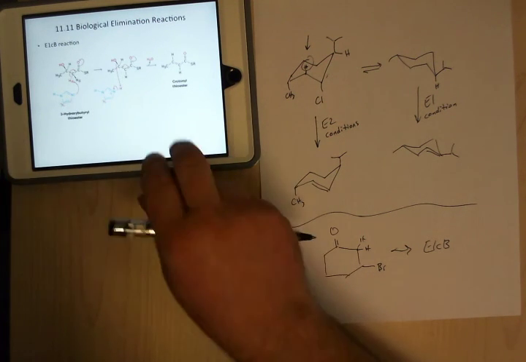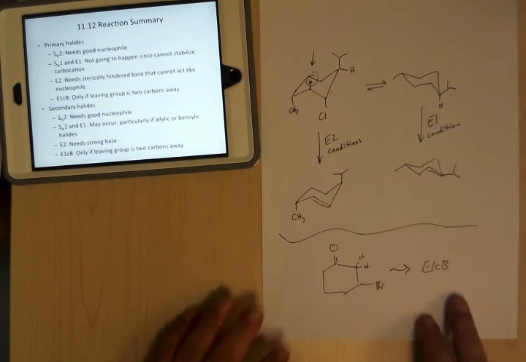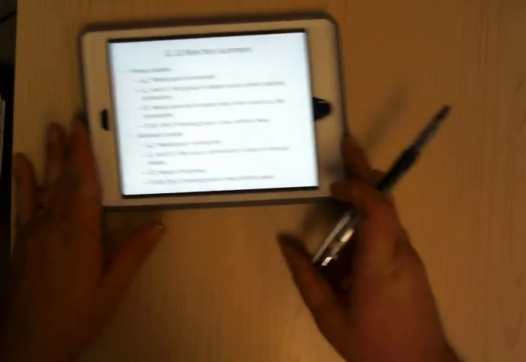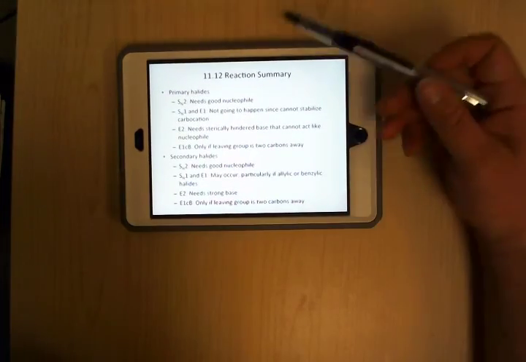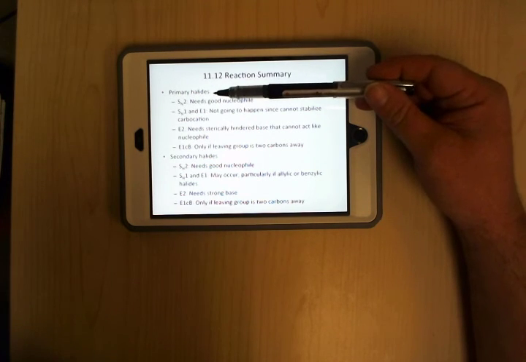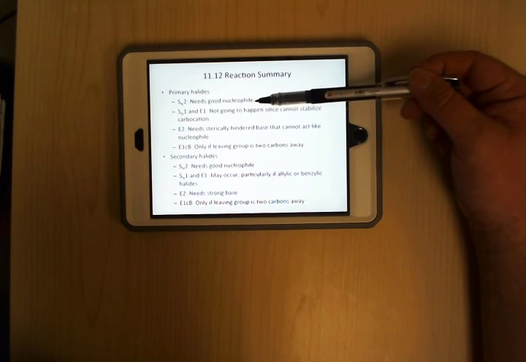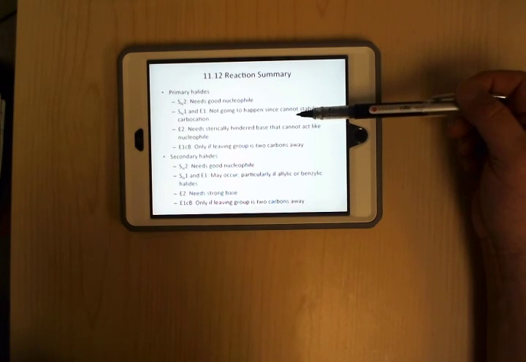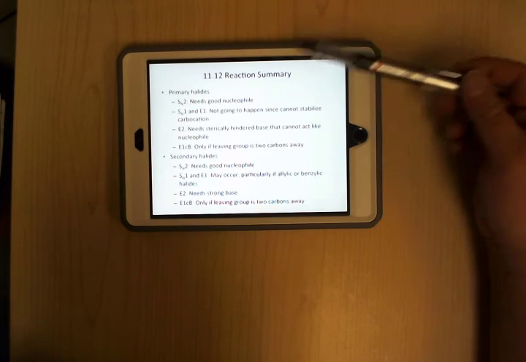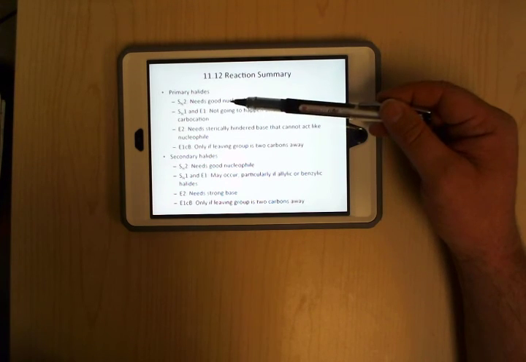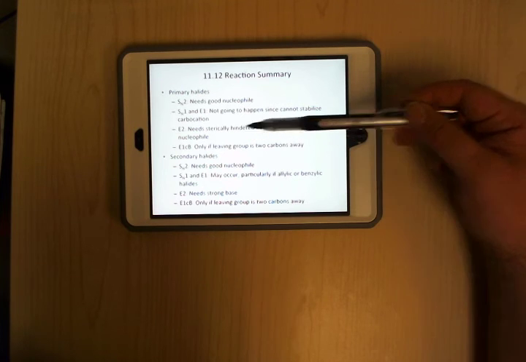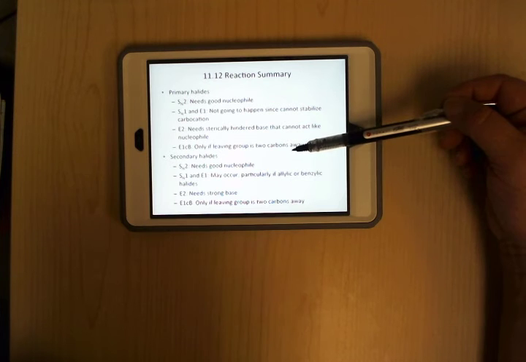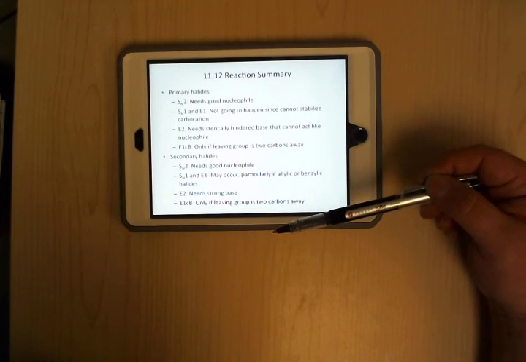and you get stabilization. And so what do you need to know? These are the general types of trends that you need for these. If you have primary halides, for an SN2 you just need a good nucleophile. SN1 and E1 are not going to happen, because you need tertiary carbocations to do that. So you're pretty much always going to favor either SN2 or E2 type reactions. E1CB is only if there's a good leaving group 2 carbons away from a C double bond O.